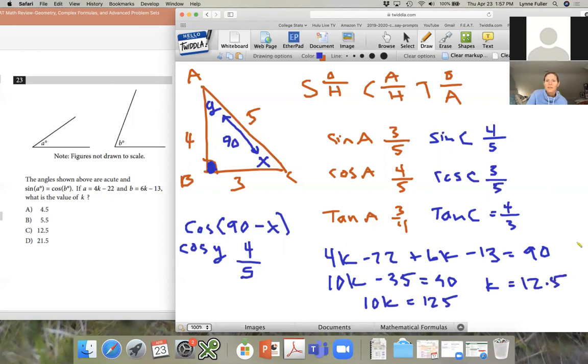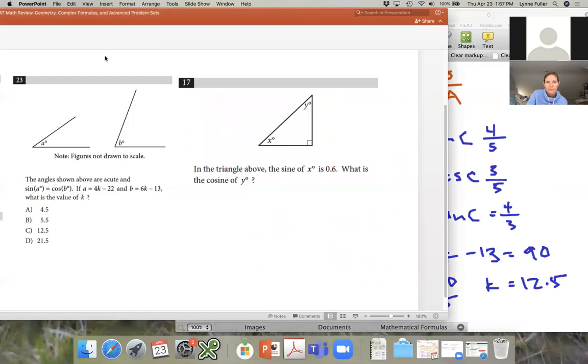So they love to use SOHCAHTOA in a funky way, okay?